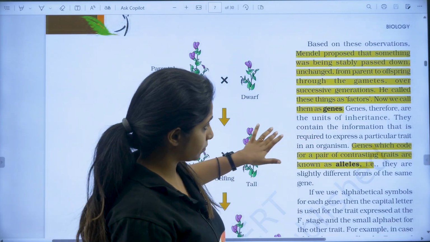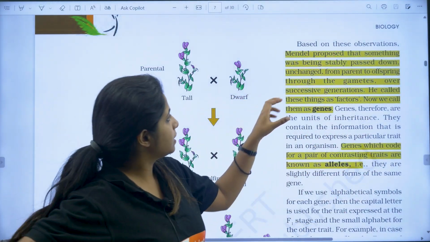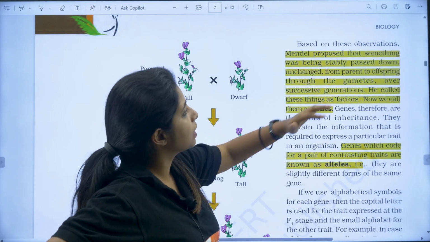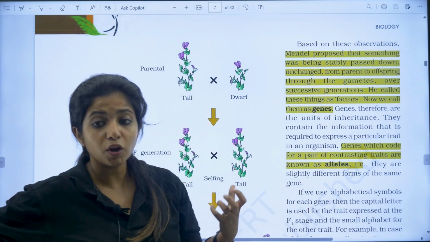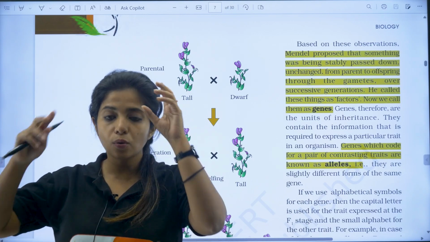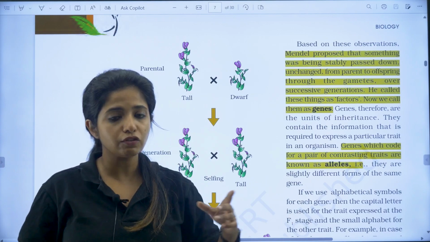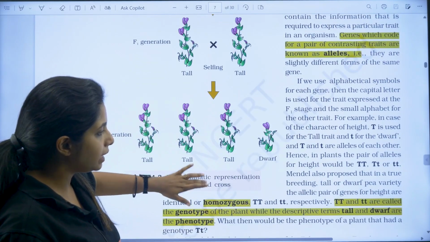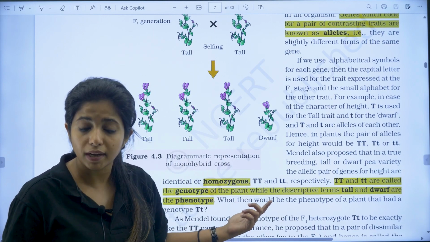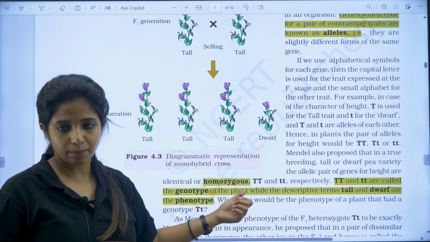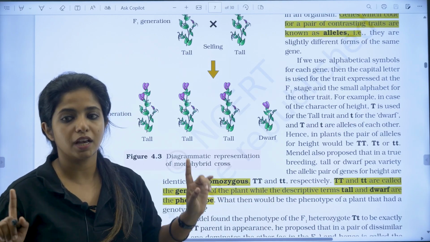Now over here, these things have not given questions, but you should be knowing that Mendel proposed that something was being stably passed down unchanged from parents to offspring through gametes. What did he call it? He called it factors. He didn't know about genes and all, so he called it factors. Now the different variety of genes that you have, you call them alleles, my dear children. Now you have homozygous condition and heterozygous condition. You should be knowing about that. Homozygous means the alleles are same, that is capital T, capital T, or the alleles can be small t, small t. Anyways, it has to be the same.